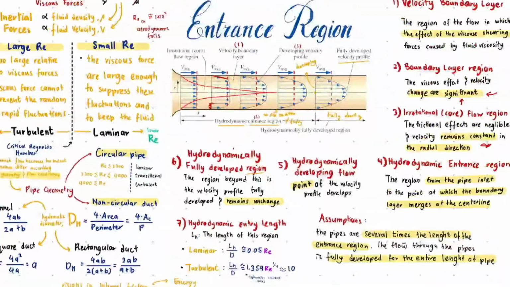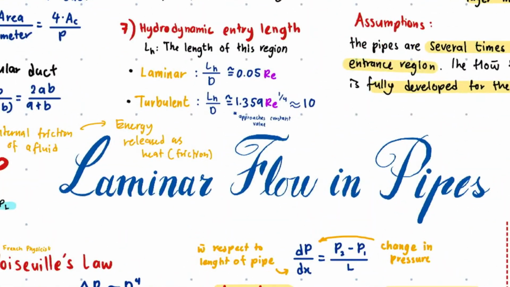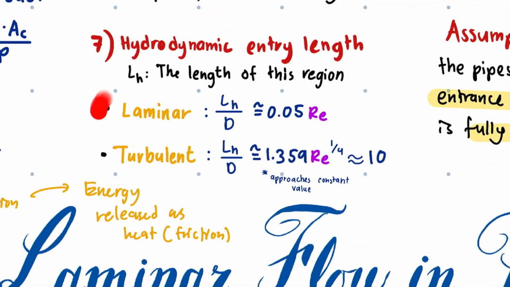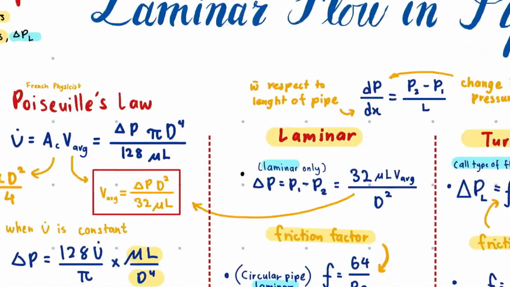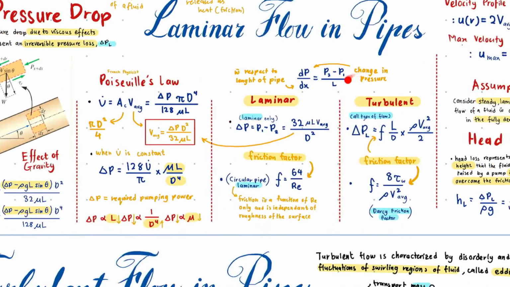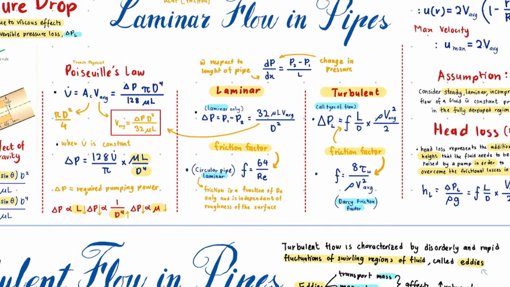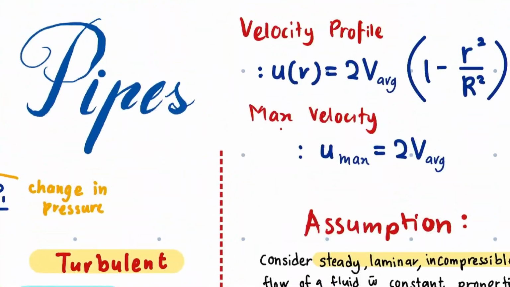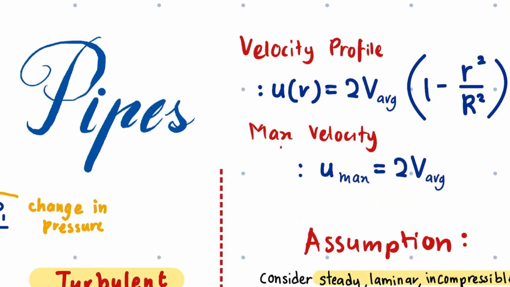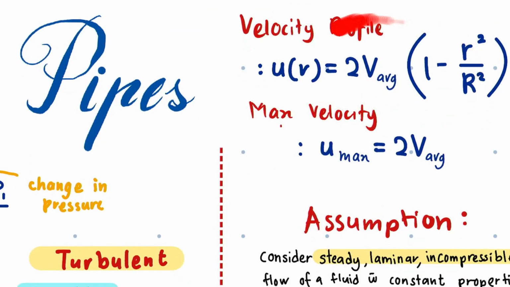So that's the entrance region. You can see the simplification of how you want to find the length of entrance, the entry length. Okay, so this is the laminar flow in pipes. This is quite a lot, so let's go bit by bit. Okay, so the velocity profile of a laminar flow is given as this.